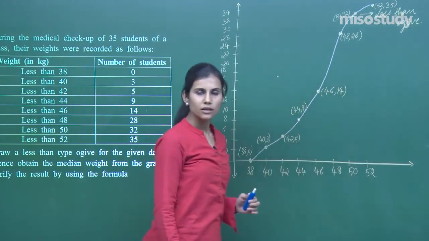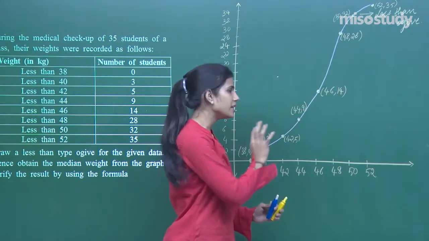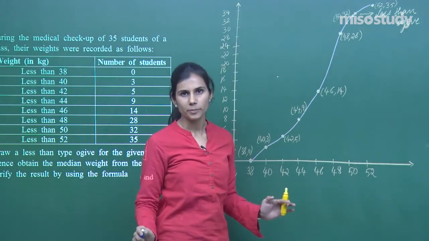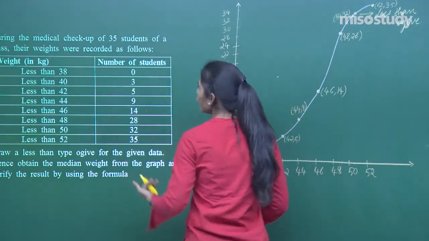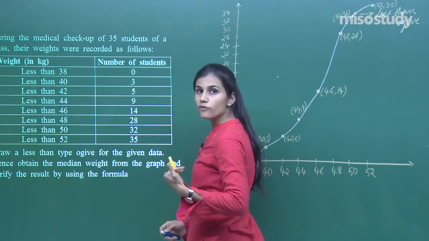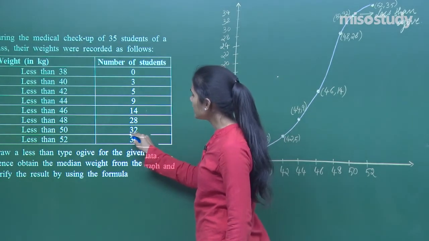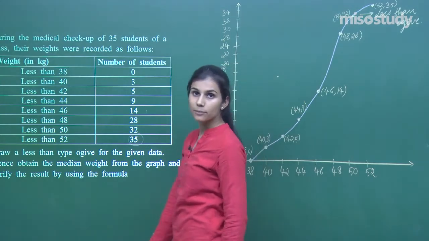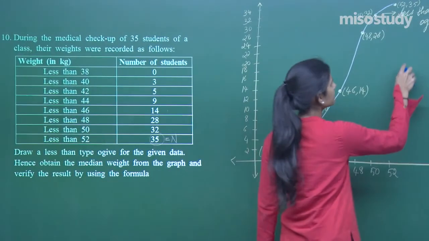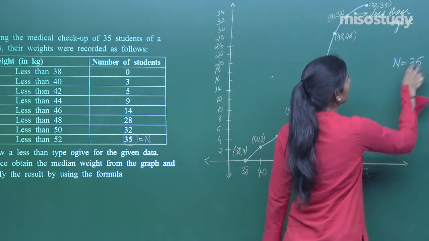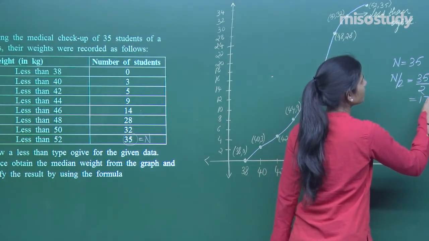Now that you have this less than ogive with you, find out the median with the help of the less than ogive and then verify by your actual formula. So what was the algorithm? Compute capital N. Capital N is the sum of all frequencies. This is the column of cumulative frequency. In the column of cumulative frequency, the last digit that you get is actually equal to the sum of all frequencies. So this is your actual capital N. If your capital N is 35, then capital N by 2 is 35 by 2, which is 17.5.